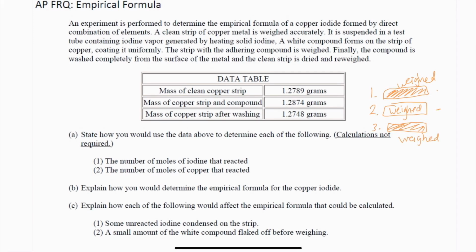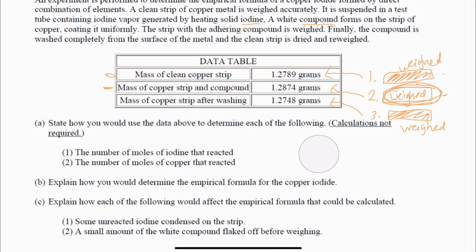This is my data table, so that mass of the clean copper strip before anything happened is here. And this is the mass of this copper strip with the compound, and then this is after cleaning it. So A says state how you would use the data above to determine each of the following. You don't need to do any calculations. Well, I'm going to first start with copper because that's the most information I have.